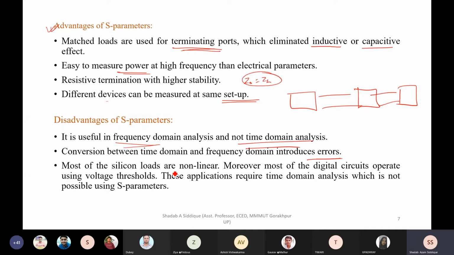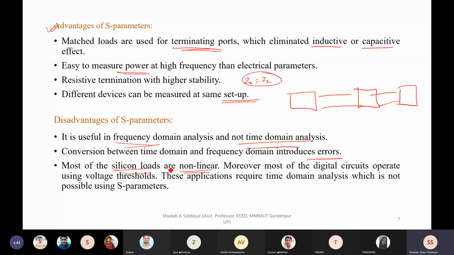Now, most silicon loads are non-linear. Moreover, most digital circuits operate using voltage thresholds. These applications require time domain analysis, which is not possible with S parameters. Digital circuits deal with voltage and current equations. I'm not talking about microwave frequency, just general digital circuits. Silicon, which is frequently used in digital circuits, is a non-linear load.